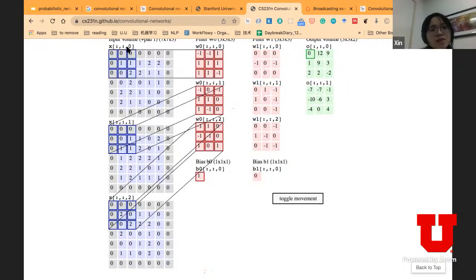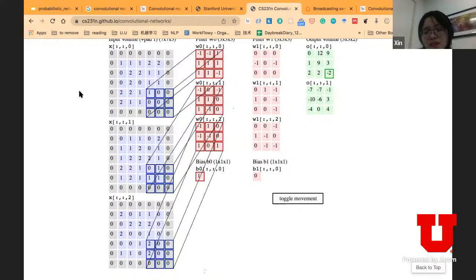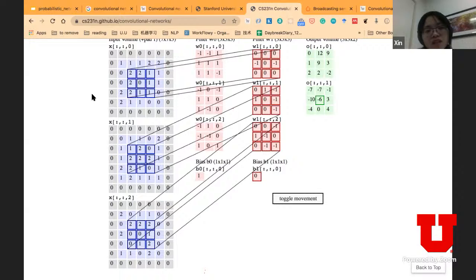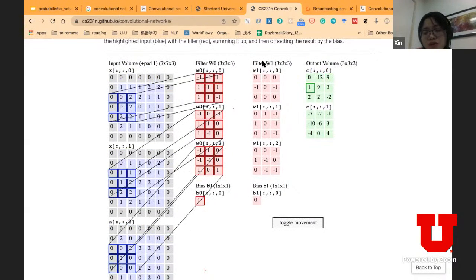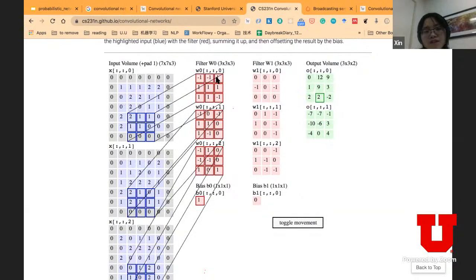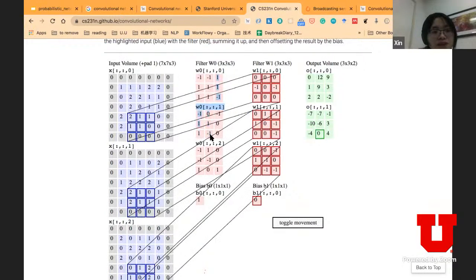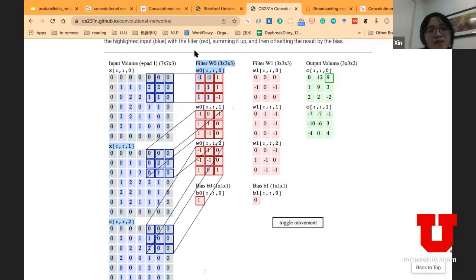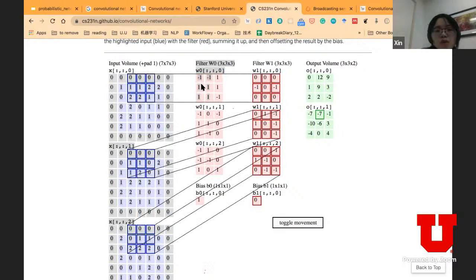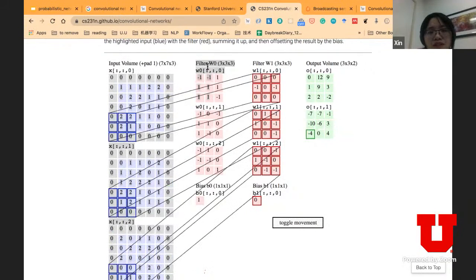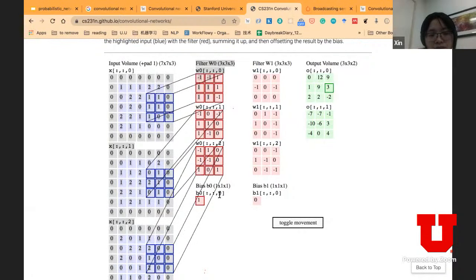There is no batch. This is just one single input. For this single input, it has 3 channels, x0, x1, x2. And then we have 2 filters. For each filter, the filter size is 3 by 3, and for each input channel, it has one 3 by 3 sub-filter corresponding to that. So the filter W1 is 3 by 3 by 3.